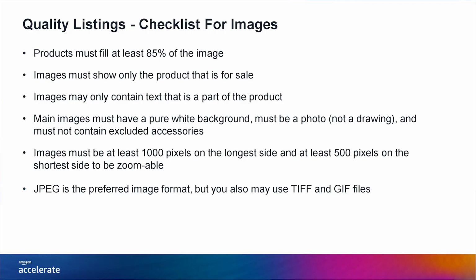The product must be at least 85% of the image and show only the specific product for sale, not any additional accessories. Apparel listings may have a model to showcase the product, but they may only show the item on the model, not additional styling suggestions.